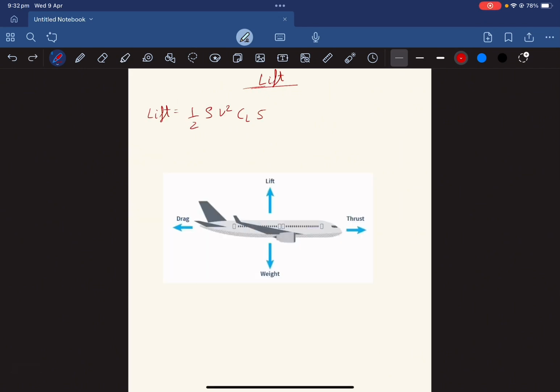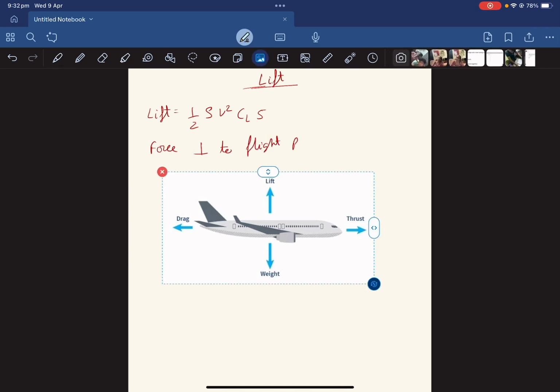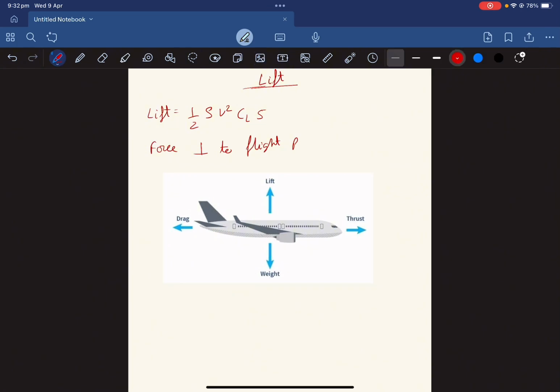So what exactly is lift? Lift is the force perpendicular to the flight path, or also the relative airflow. So what is the flight path? It's the path followed by the aircraft. So if the aircraft is moving in this direction, this is called a flight path.